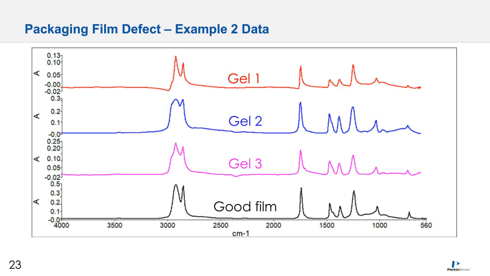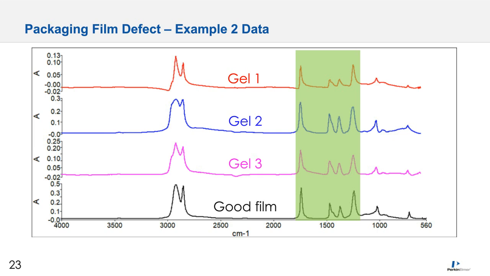A closer inspection of the data reveals some changes near the methyl and methylene deformation peaks, where we find that they are of greater relative intensity when compared to the carbonyl and C-O single bond stretch in the gel samples than in the good film spectrum. These spectral changes clue us in to the cause for the appearance of the defects.